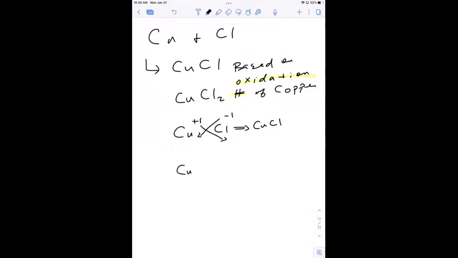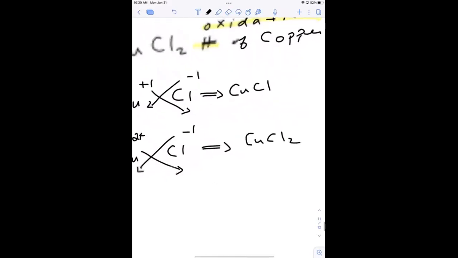But if the oxidation number, which is the charge on copper, is different, then you're gonna get something different, because this is Cu 2+, and then Cl -1, which doesn't change. So when we crisscross those, we get CuCl2, right? The 2 subscript goes down where chlorine is, and the 1 subscript ends up where copper is. So anytime you don't see a number down here in the subscript, it's understood to be 1.